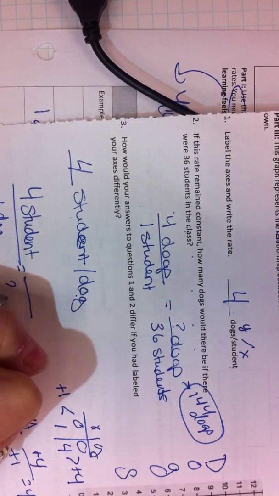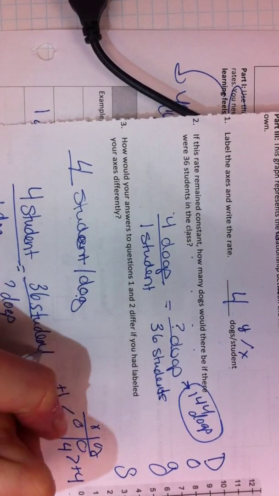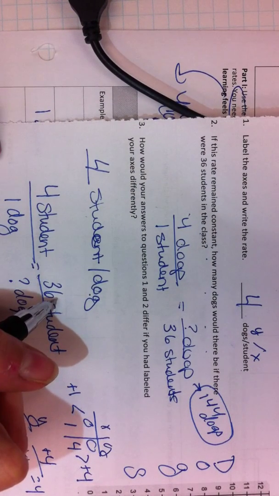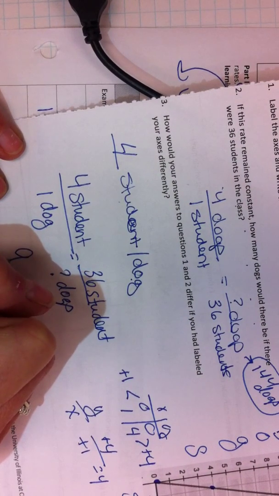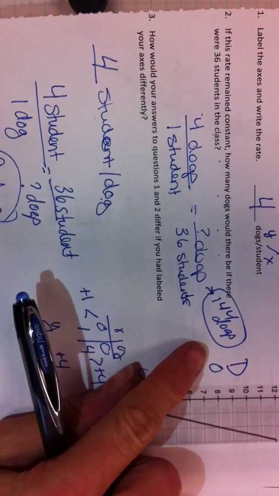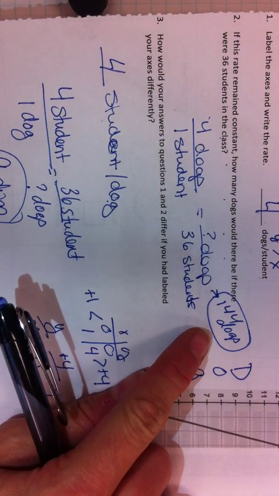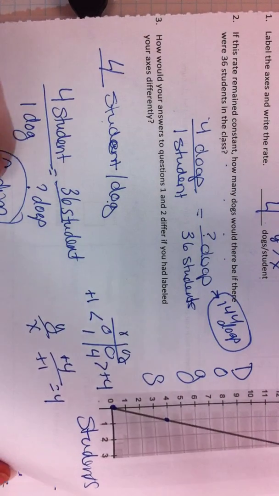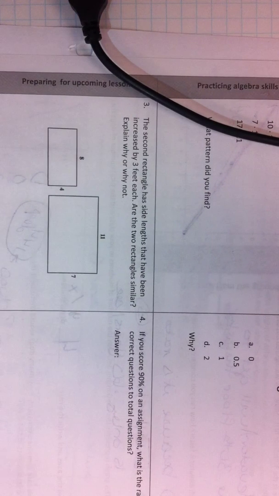I want to know how many dogs if you have 36 students. Cross multiply and divide. So 1 times 36 divided by 4 would give you 9. So our answer would only be 9 dogs this time. Look at the difference between 9 dogs and 144 dogs. Where you place these makes a big difference in your answers. All right, staying sharp. You can do that one, you can do that one.